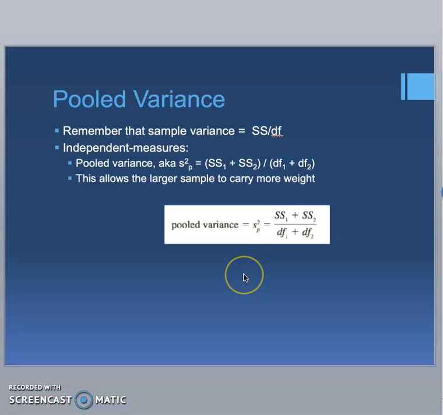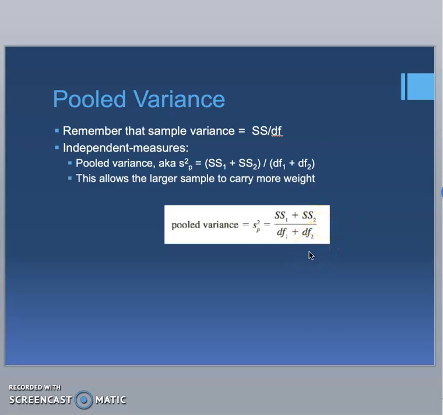Pooled variance, just like this, right? I told you we have two sum of squares, two ends. We also have 2 degrees of freedom. So pooled variance is not too bad, right? Remember when we were doing variance before? Sum of squares over df? We have 2 of them. Sum of squares 1 plus sum of squares 2 over df1 plus df2.